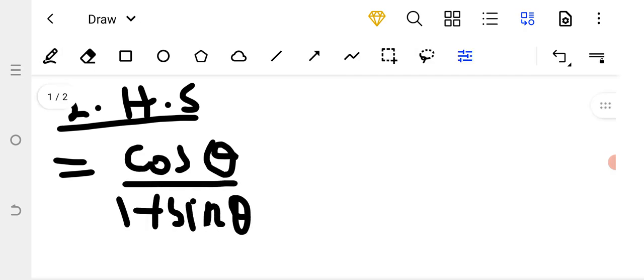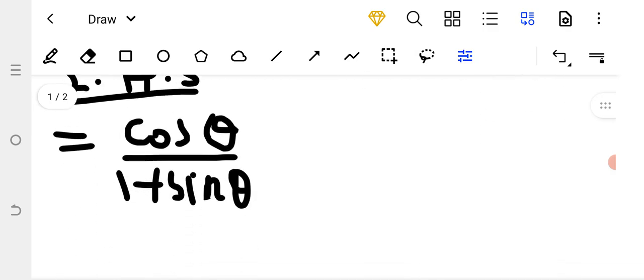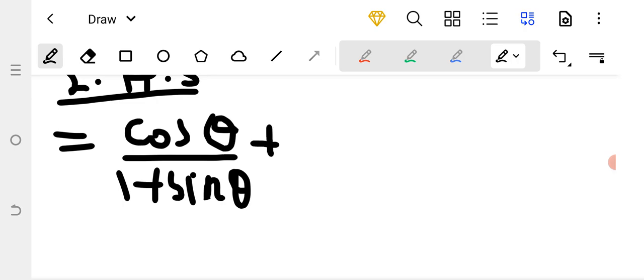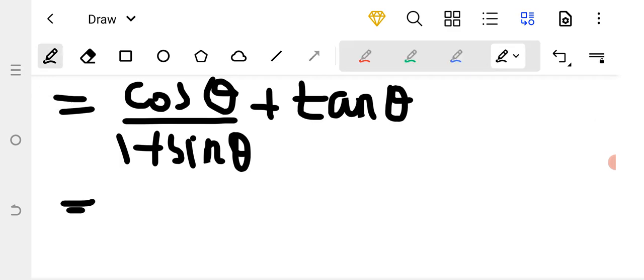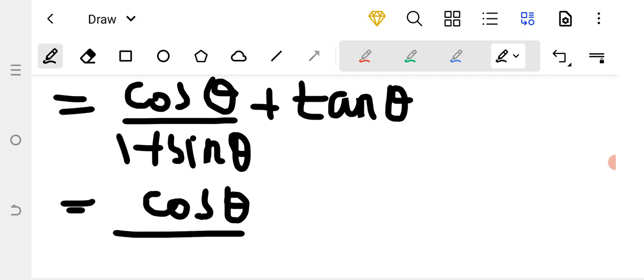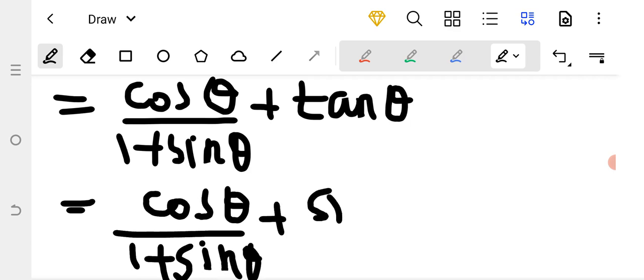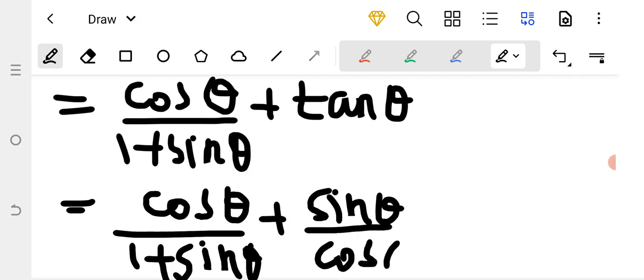And then we'll say plus tan theta. We'll just write it the way it is before we start simplifying. Now we can start simplifying: it is equal to cos theta divided by 1 plus sin theta, and then plus tan theta, which is sin theta divided by cos theta.